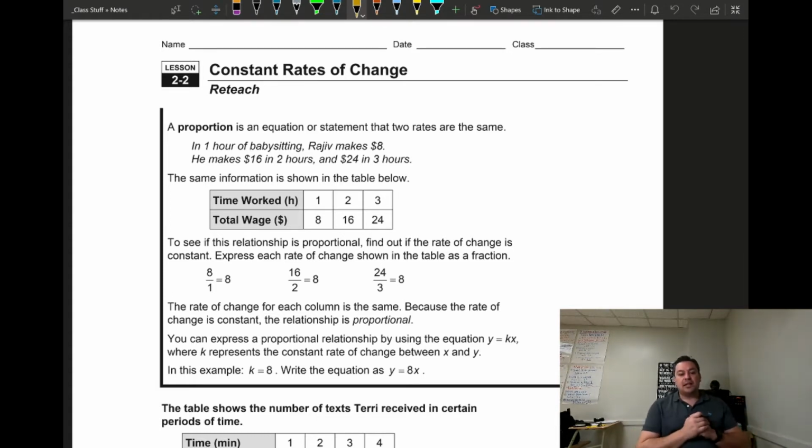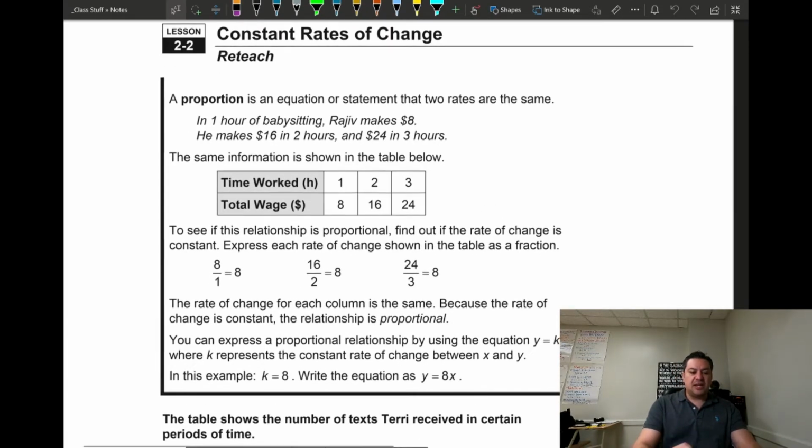Okay. Let's go ahead and get started on this. It says constant rates of change. And we're still going to be talking about proportions, okay? So this is very similar to something that we have been talking about before, but now we're actually going to have a formula for this. So, just to start with, it says, a proportion is an equation or statement that two rates are the same, okay? And they give us an example.